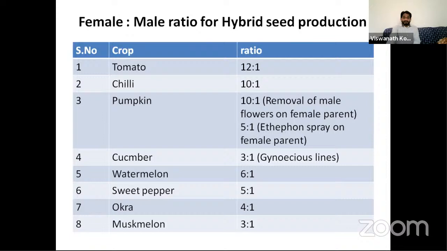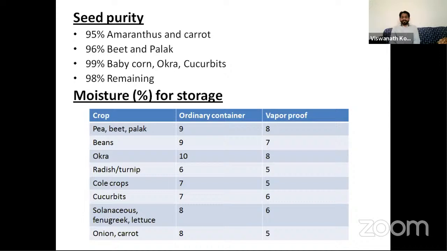Seed purity. If we take a variety seed, it should have the highest purity. The seed purity is 95% for amaranth and carrot, 96% for wheat and pollard, 99% for baby corn, okra, and 98% for cucurbits. Why is the seed purity very high for baby corn, okra, and cucurbits? Because of the bigger size of the seed. The baby corn seed, okra seed, and cucurbit seed are bigger in size.